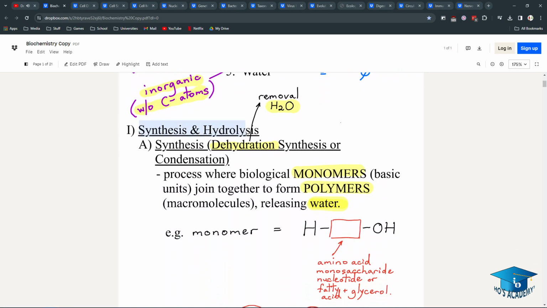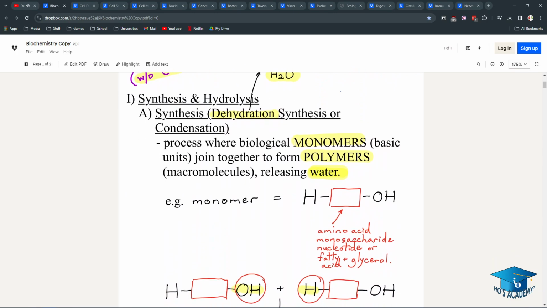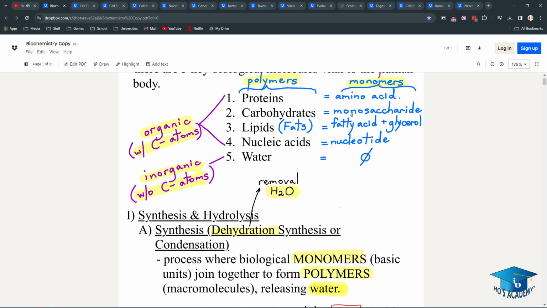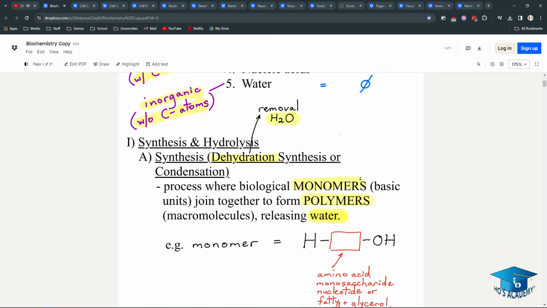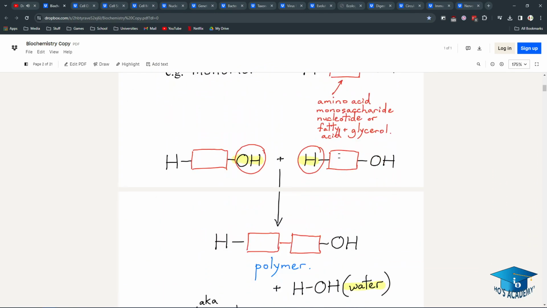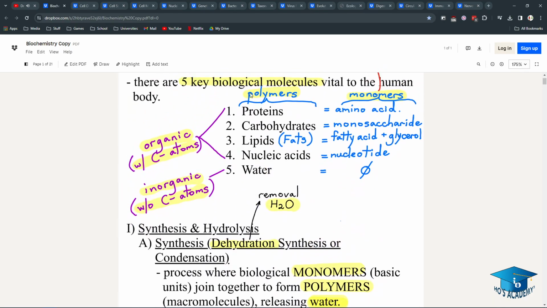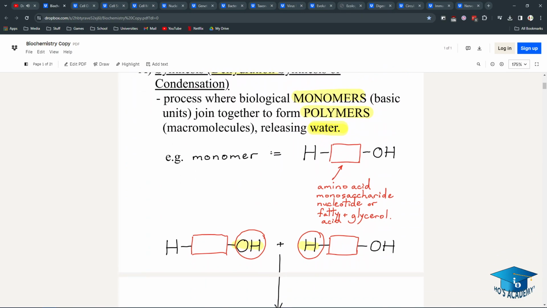So, the first part, synthesis and hydrolysis. Synthesis, dehydration synthesis, or condensation is where you connect 2 of these monomers to create a polymer, such as 2 amino acids to create a polypeptide, or a dipeptide in the case where there's only 2. Some of the suffixes and prefixes are kind of iffy. They don't really matter. You could say polypeptide, you could say protein, dipeptide. I think they're interchangeable as long as you know what you're doing.